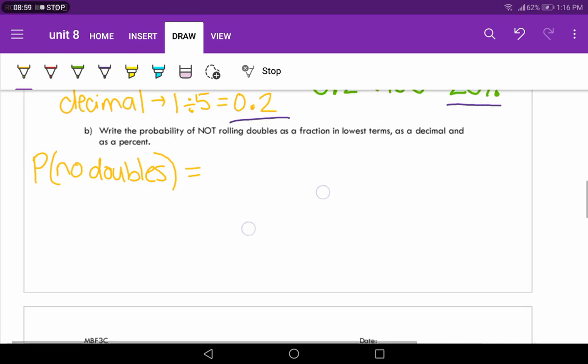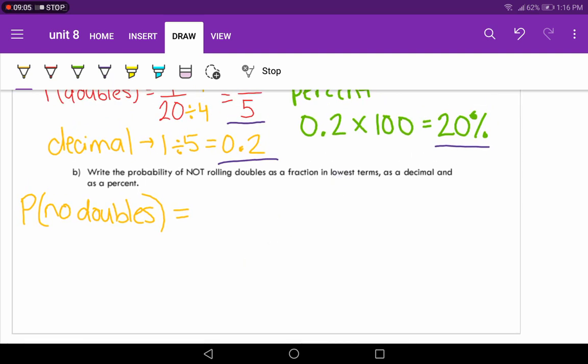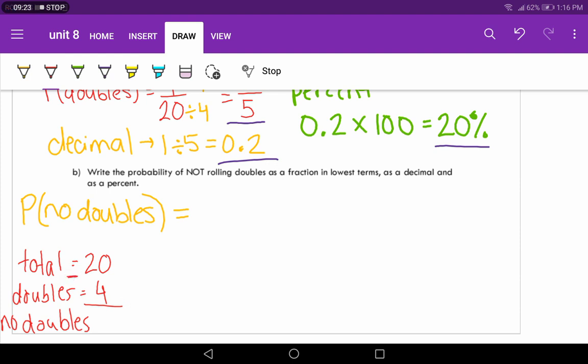So again, remember on top, we need the number of successful trials. So in order to figure that out, remember we had a total of 20 and doubles were 4. So to figure out how many were not doubles, all we have to do is subtract. So the number of successful trials in terms of no doubles is 16. And again, the total amount of trials doesn't change, right?